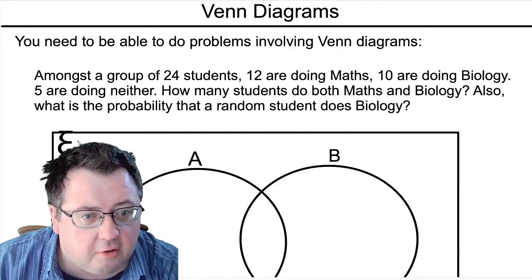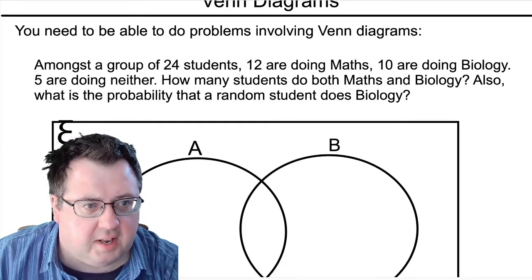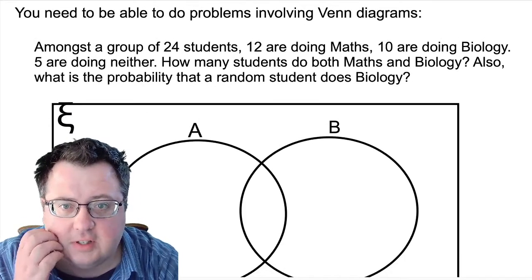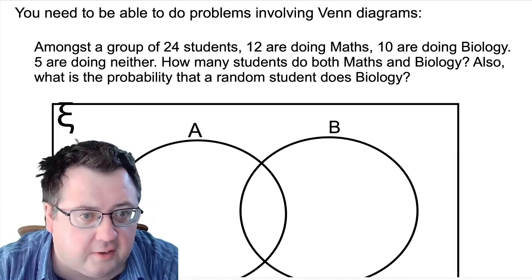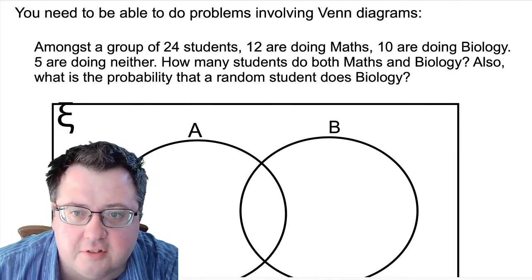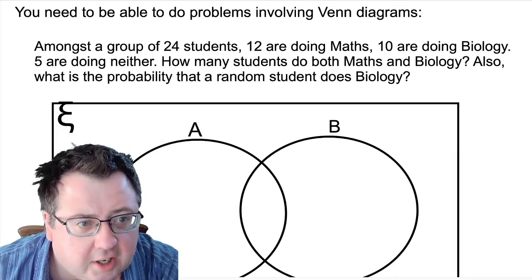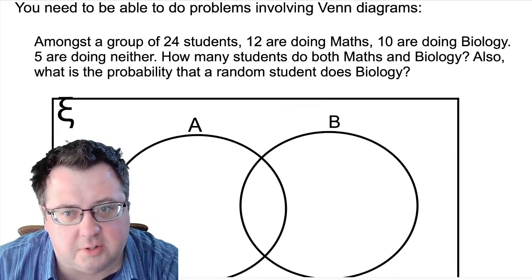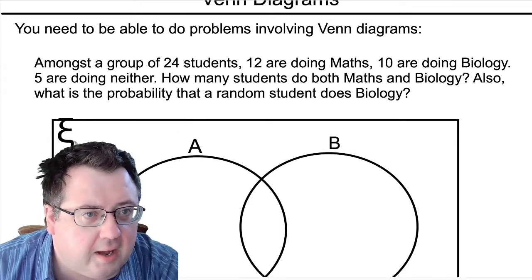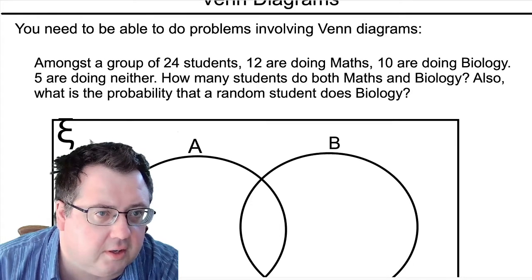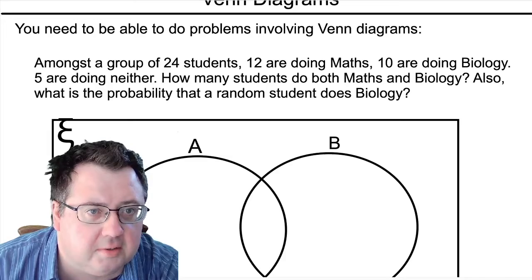Right, going to go through an actual question with numbers now. Amongst a group of 24 students, 12 are doing maths, 10 are doing biology, 5 are doing neither. How many students do both math and biology? Also, what is the probability that a random student does biology? So, we have to pick out information from the question, and I'm going to get my highlighter pen.